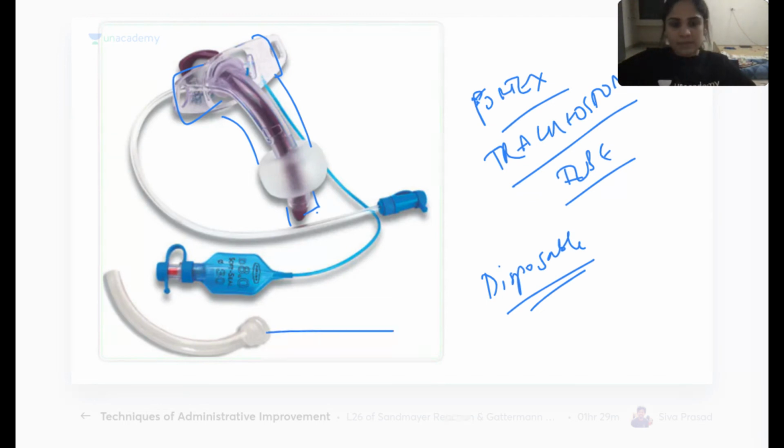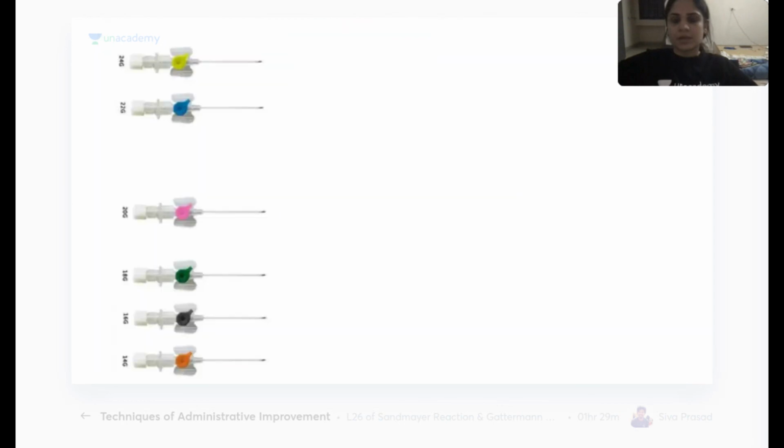Again, can you tell me what this thing is over here? This guide, which helps in inserting the tracheostomy tube, is over here also in purple color. It is called an obturator. It helps in guiding the placement of the tracheostomy tube. All right. Now, quickly identify.